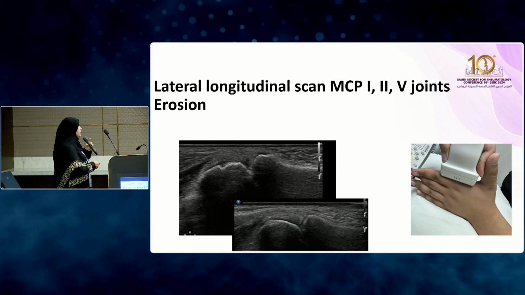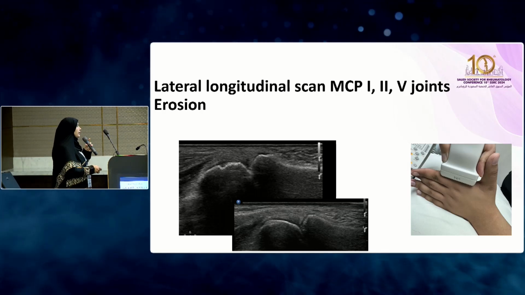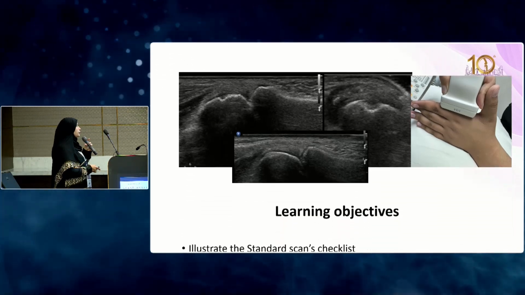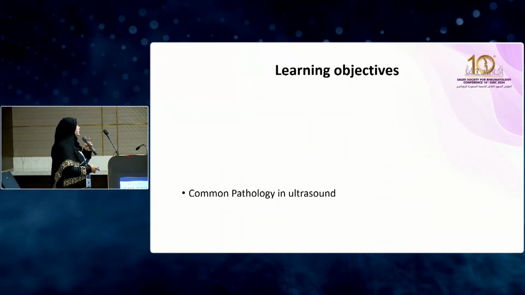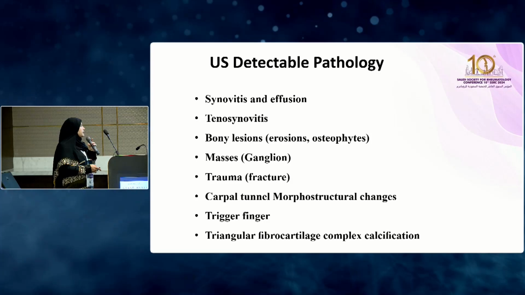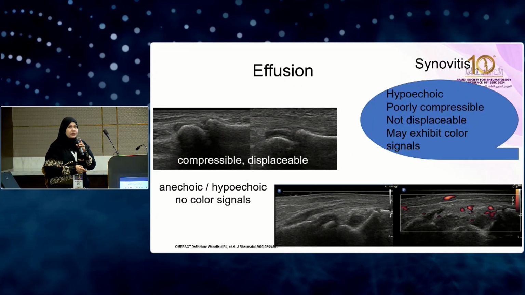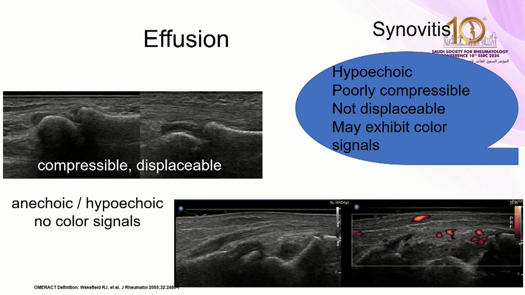This is an erosion in a case of rheumatoid arthritis on the lateral aspect of the MCP joint, both in longitudinal and transverse scan. So, some pathological tips for the sake of time. Effusion is a compressible, displaceable, hypoechoic structure. Here it's compressible. This means this is fluid, not synovial hypertrophy or synovitis.